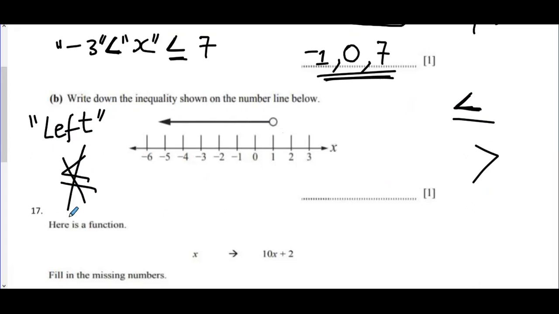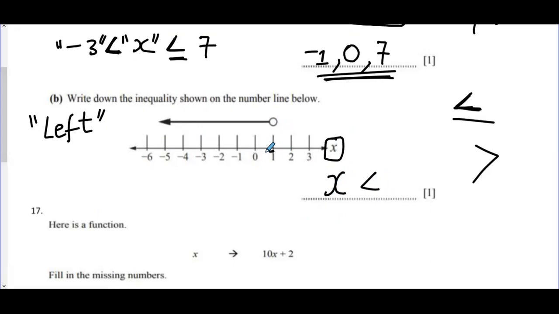I'm not saying less than or equal to because this circle is unshaded. This circle here is not filled. If it is not filled, then the symbol to be used is less than. Why less than? It is because the arrow is heading to the left-hand side. So this letter here goes here, and the symbol stays in between.